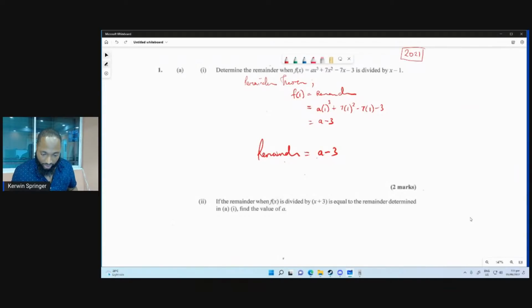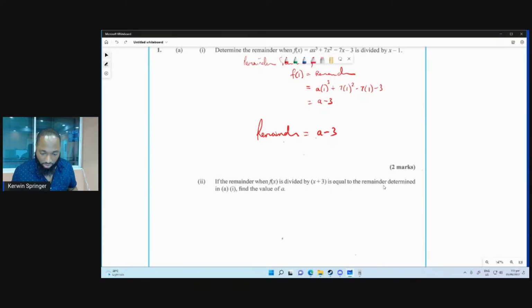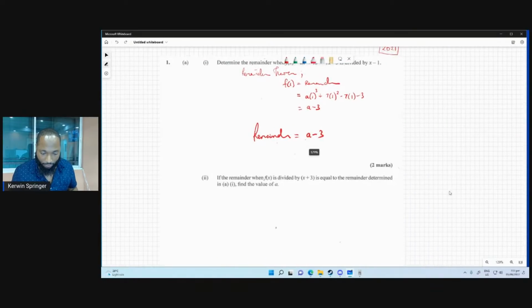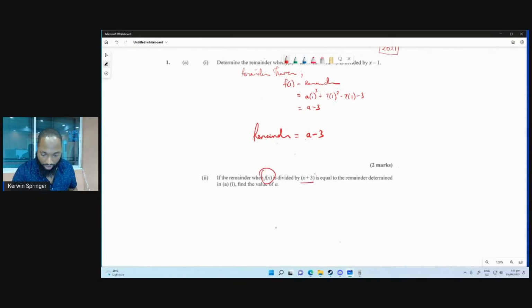If the remainder when f of x is divided by x plus 3 is equal to the remainder, determine the value of a. So when f of x is divided by that, you get this same remainder. So we basically say that f of negative 3 is equal to f of 1. And we already know f of 1 is a minus 3. So I'm just going to put negative 3 in now. So I'll have a by negative 3 cubed plus 7 by negative 3 squared minus 7 by negative 3 minus 3. This should be equal to a minus 3, right?